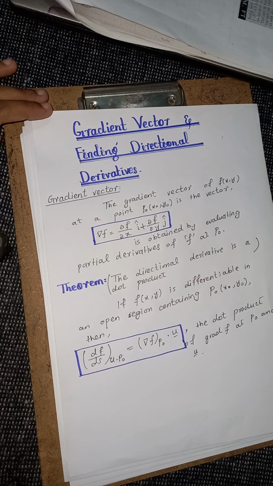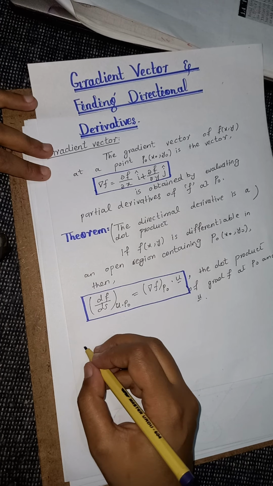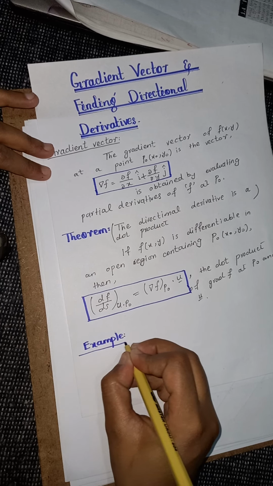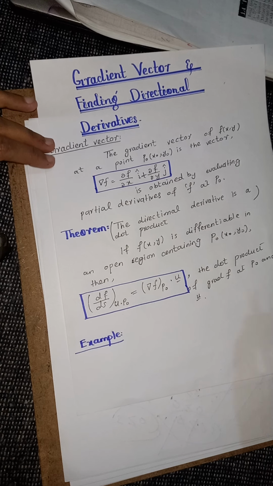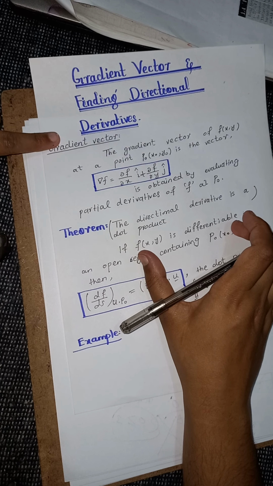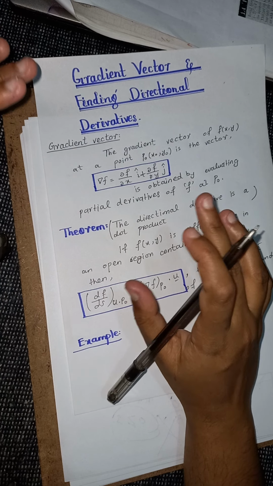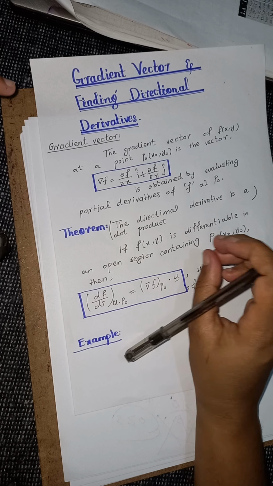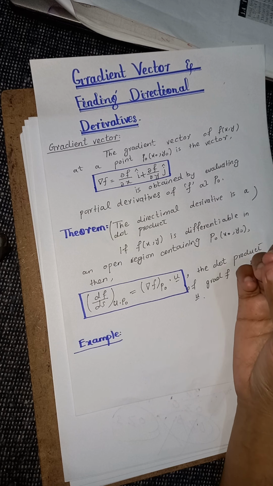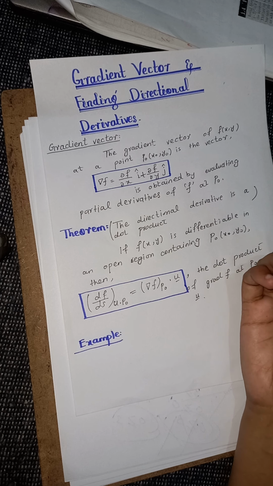Now students, let me explain an example, and I will explain how you can use this theorem. See here, there is a condition on our function that it should be differentiable, meaning your function should be continuous on that open region, and its derivative exists at that point, because otherwise we will not say that its directional derivative exists. If it is not differentiable, maybe it is not continuous, or if it is continuous, then we are not sure whether it is differentiable or not.